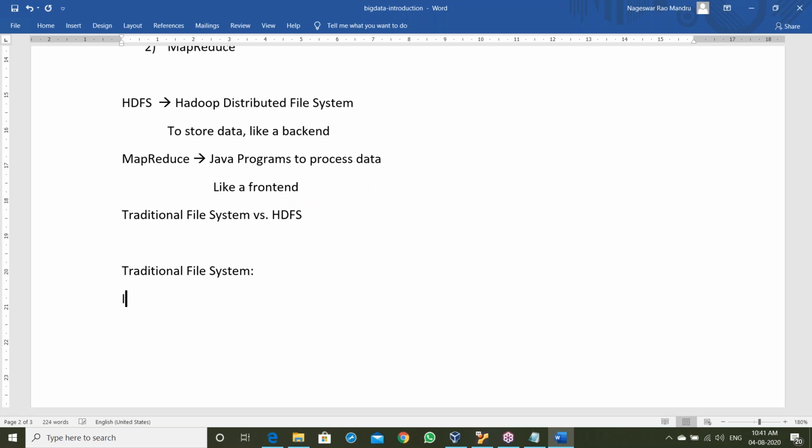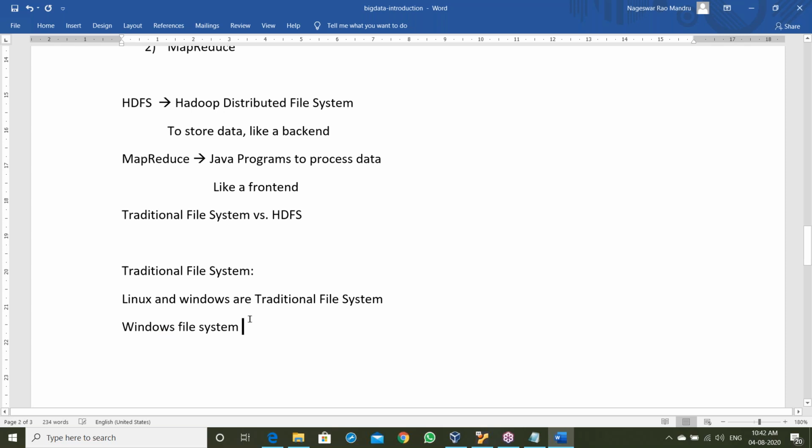Linux and Windows are traditional file systems. In any file system, for example the Windows file system, the Windows file system is NTFS.